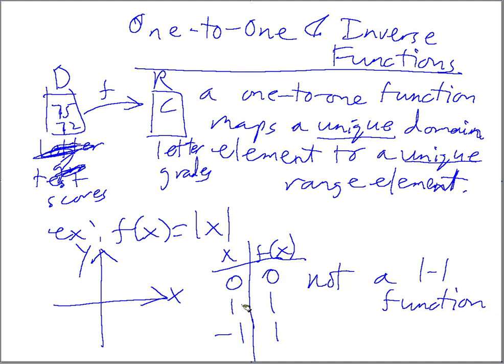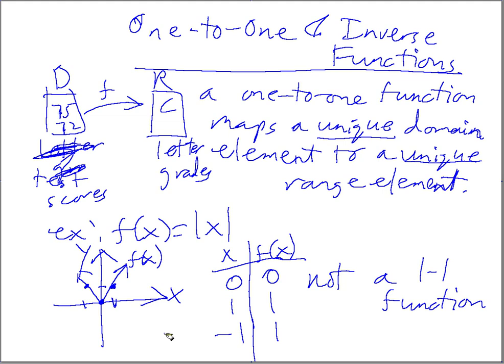Because we have 1 going to 1 in the range and -1 in the domain going to also 1 in the range. So again, two different domains going to the same range is not a one-to-one function. In fact, if we were to graph this V-shaped graph again, here's 0, 0, the origin, 1, 1, and -1, 1. So we have this V-shaped graph we saw earlier. So this is not a one-to-one mapping.